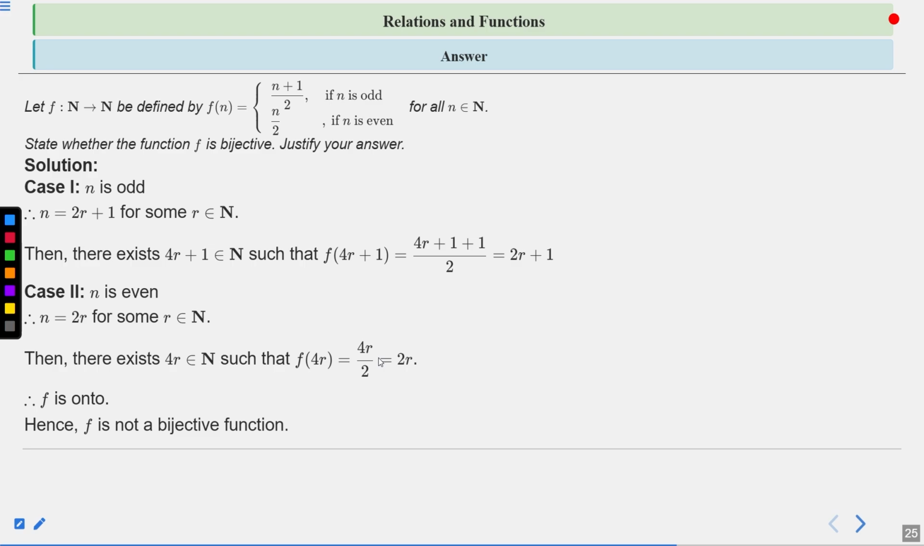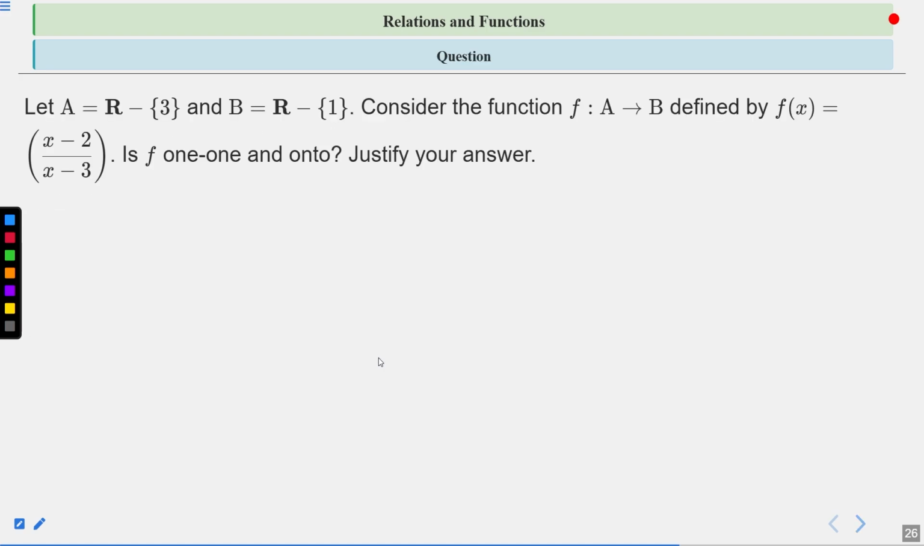Hence f is not a bijective function, because f is not one-one. In order to be a bijective function, the given function must be one-one as well as onto. Here it is not one-one but onto.